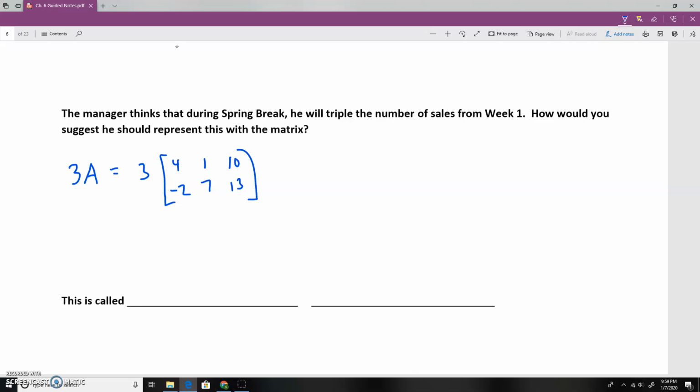So we would simply just multiply the 3 times each element in that matrix. So 3 times 4 is 12, 3 times 1 is 3, 3 times 10 is 30, 3 times a negative 2 is a negative 6, 3 times 7 would be 21, 3 times 13 is 39. This operation that we just did is what we call scalar multiplication.